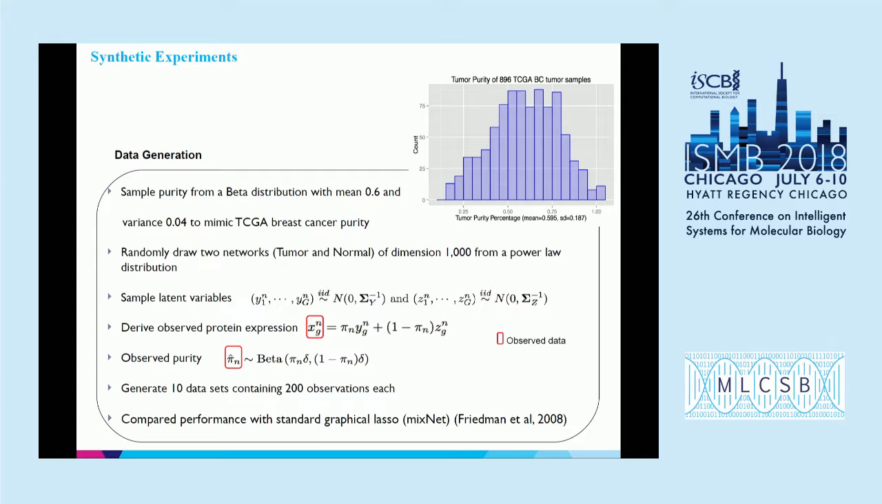So to sample, just briefly, to sample the tumor purity, we use the distribution of tumor purity in TCGA breast cancer data. So we sample the tumor purity from that density. And then I'm going to explain a little bit later how we draw the networks. But anyway, we draw it from the power law density. And then we sample the latent variables. So we sample the mixed gene expression data from the mixture model. And then we sample the observed purity. We consider 10 replicate data sets containing 200 observations each.